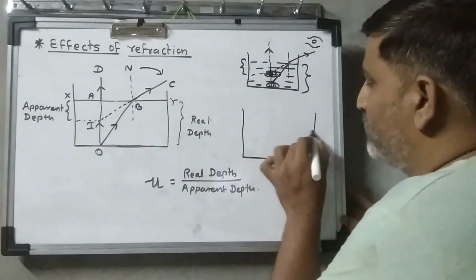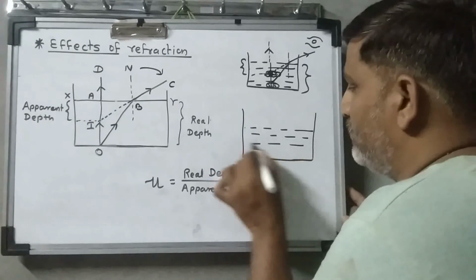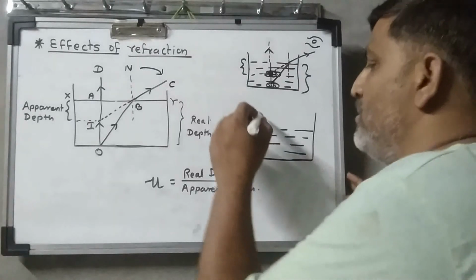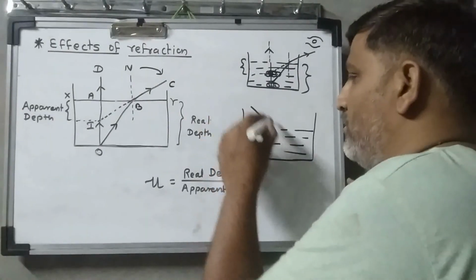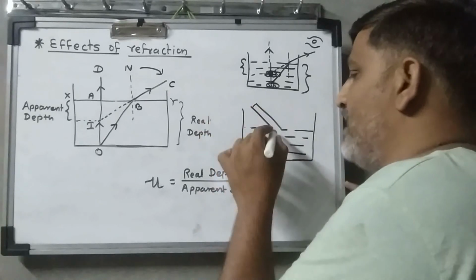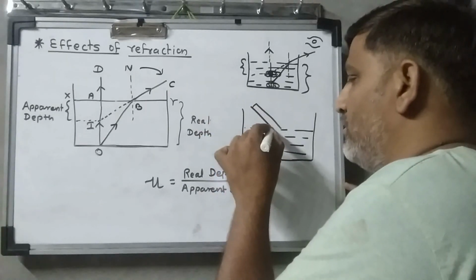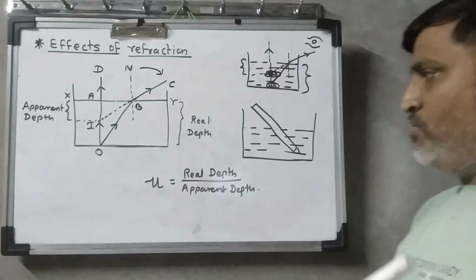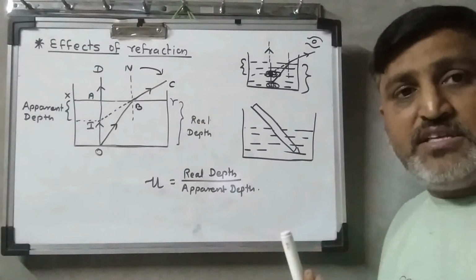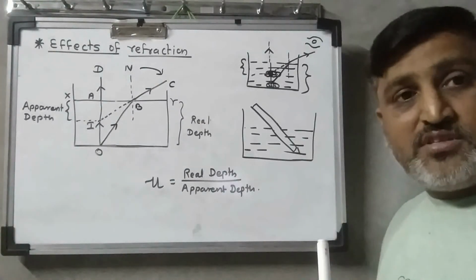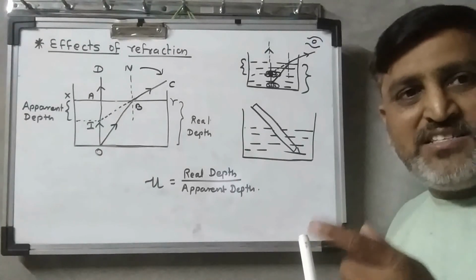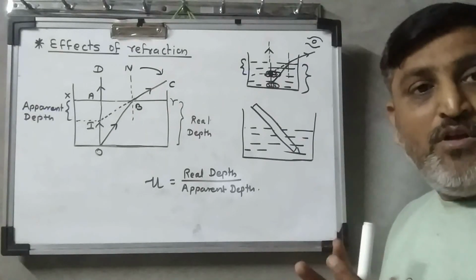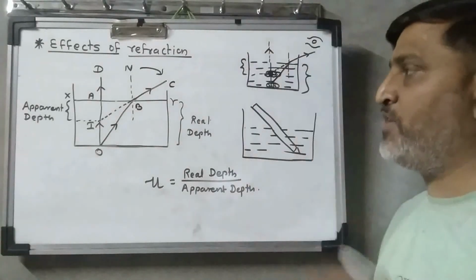Okay, one more concept related to this effect of refraction is when a stick is dipped into water, say in a tub. When the pencil is dipped inside, then what do we find? Now when the pencil or the stick is dipped into the water, it looks shortened as well as a little lifted up. Why does this happen? This happens only because of the effect of refraction.